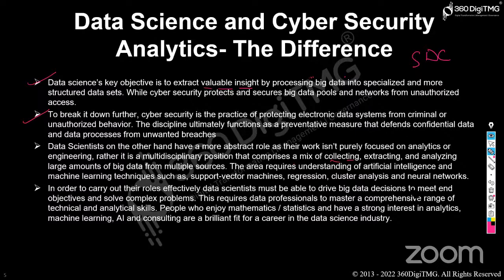This requires your data professionals to master a comprehensive range of technical and analytical skills, right? And we all know that a person who is good at mathematics and statistics, and has a strong interest in analytics and machine learning, can be a very good data scientist. AI and consulting are a brilliant fit for a career in the data science industry. So that is the short difference between data science and cyber security analytics. Moving ahead.